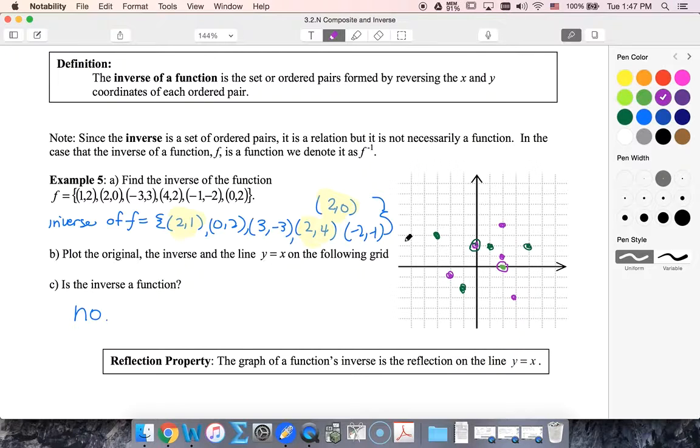I also want to plot the line y equals x. So when I put in this line y equals x, what I can see from this is that here's my line y equals x, and it seems to follow my reflection. So here were my points reflecting across, always reflecting across y equals x, and sure enough, that's one of the properties of the inverse function. So the graph of the inverse is the reflection on the line y equals x.